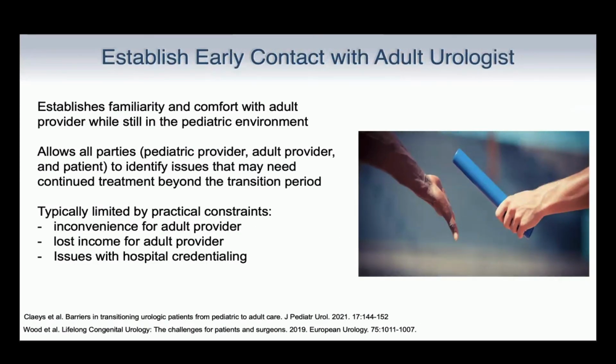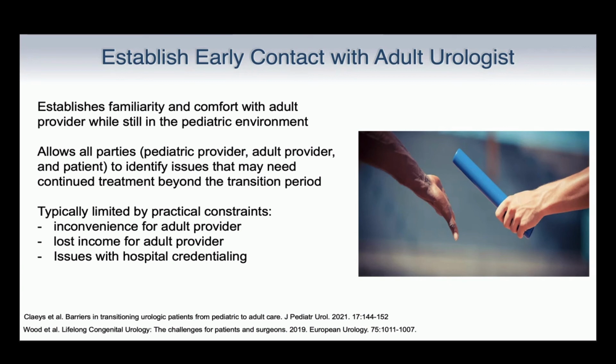The second thing is establishing early contact with adult urologists. The rationale behind that is that if you establish contact early, especially when the patients are still in the pediatric environment, when they are still familiar and comfortable, then in this setting it establishes familiarity with the adult provider, and hopefully comfort. And this is something that's also been reported as an intervention, again, in one of the models I propose.